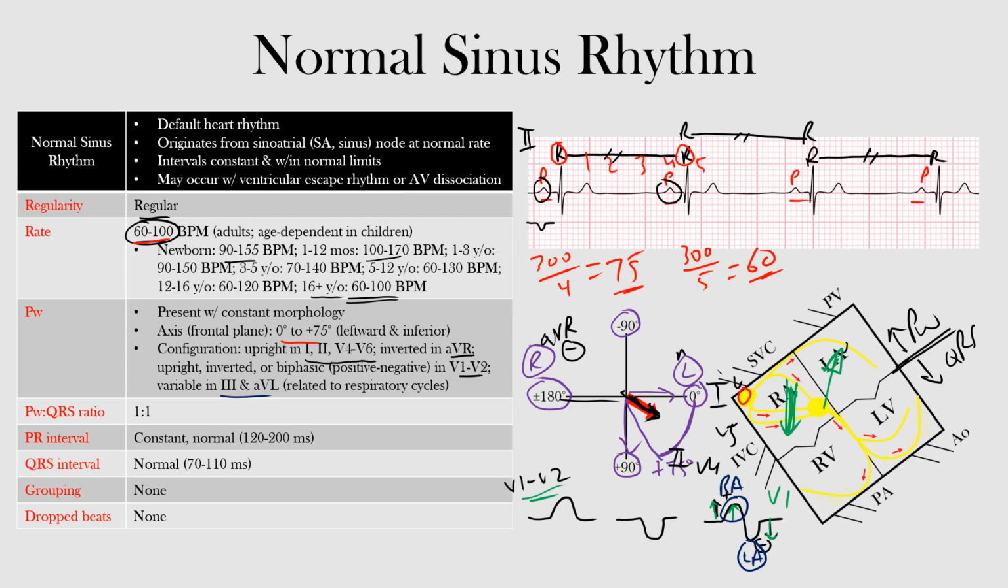Now, in terms of another thing in sinus rhythm, we want to see the P wave to QRS ratio. So what do we mean by that? Okay, so again, let's just erase some of this here, so we can see what we're talking about.